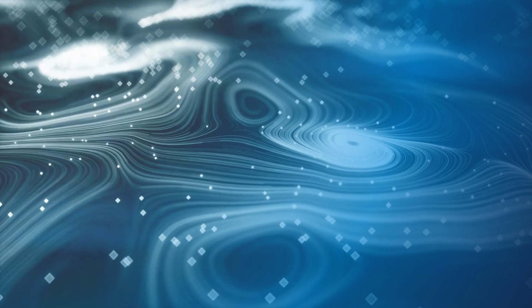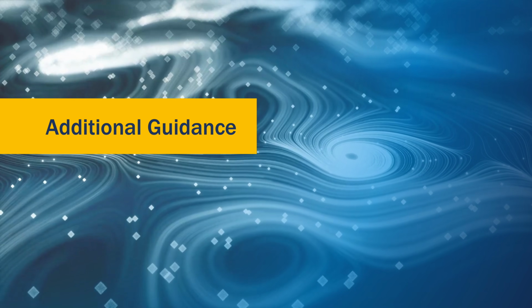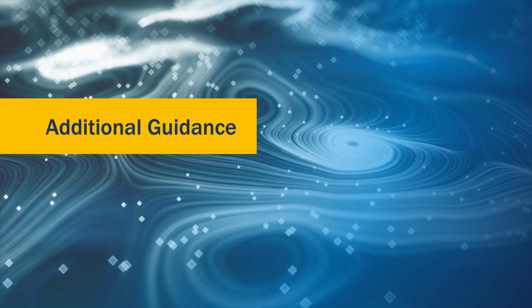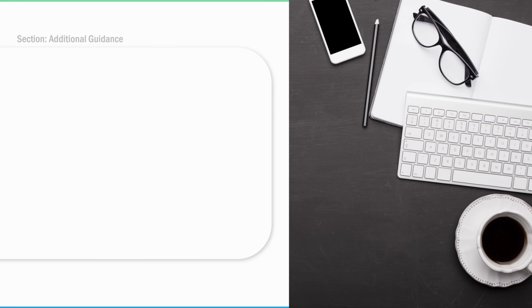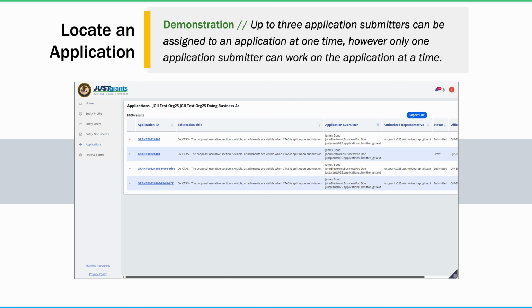The steps that we just went through apply to all applications submitted to the Department of Justice. There are additional steps you can take with your application as needed. We can talk about some of those now. In our main example, we processed an application with a single application submitter. However, it is possible to assign up to 3 application submitters to a single application if needed. Up to 3 application submitters can be assigned to an application at one time. However, only one application submitter can work on the application at a time.